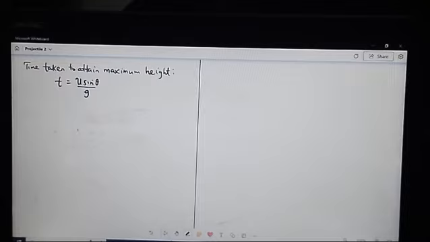Then the total time of flight, that's the time it takes the object from the point of projection to the final point, is twice the time taken to attain maximum height. So t will be equal to 2u sine theta over g, or just say 2 times t.